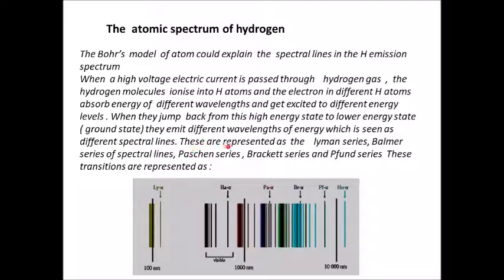These different spectral lines, in the form of bundles, are named the Lyman series, Balmer series, Paschen series, Brackett series, Pfund series, and here you have the last series of lines, which is called the Humphreys series.